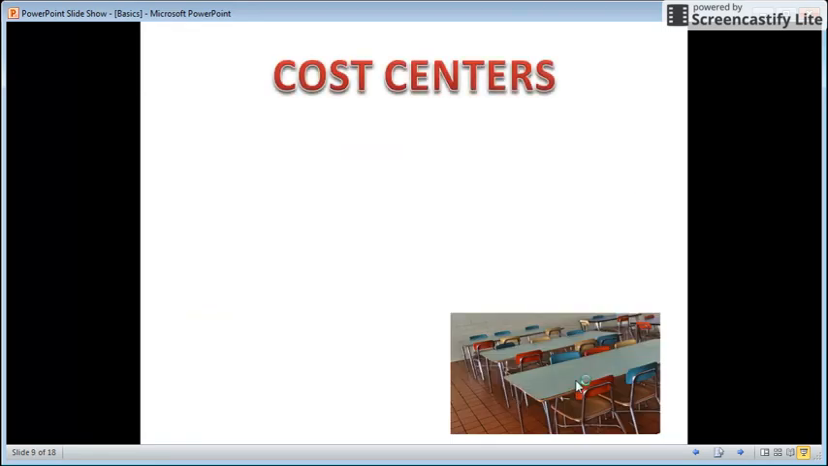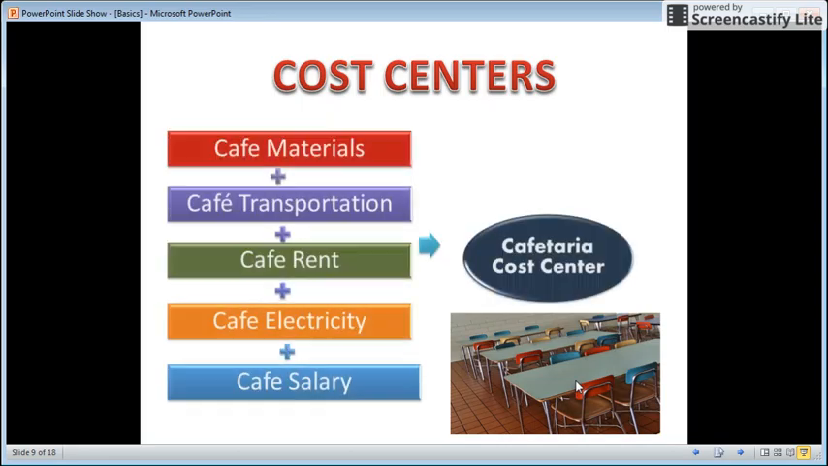Alternatively, the company may adopt a different grouping structure for costs. It may decide to accumulate all costs related to its office canteen under one basket. This will be called a cafeteria cost center.